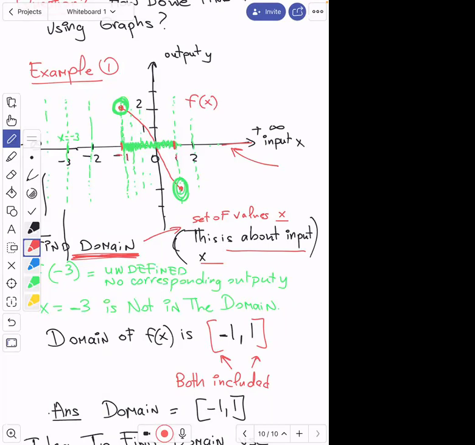And I don't really care about this +2 here. It's on the vertical axis. It's the axis of the outputs, right? So again, the domain is about the inputs x, and the inputs x are represented by the horizontal axis. That's why I don't really care about the vertical axis. You see what I'm saying?